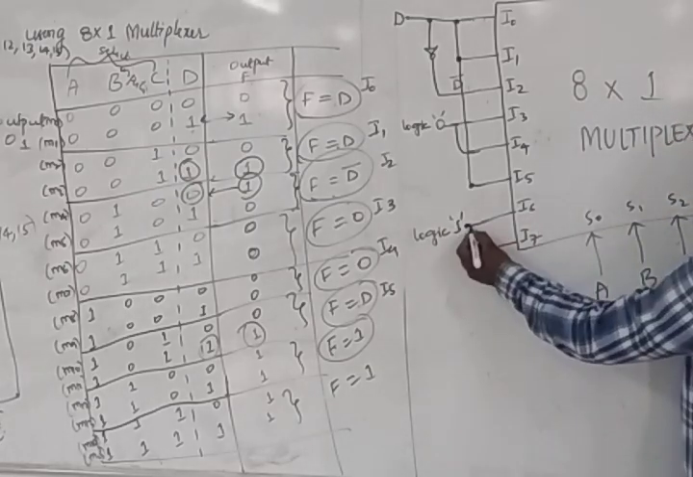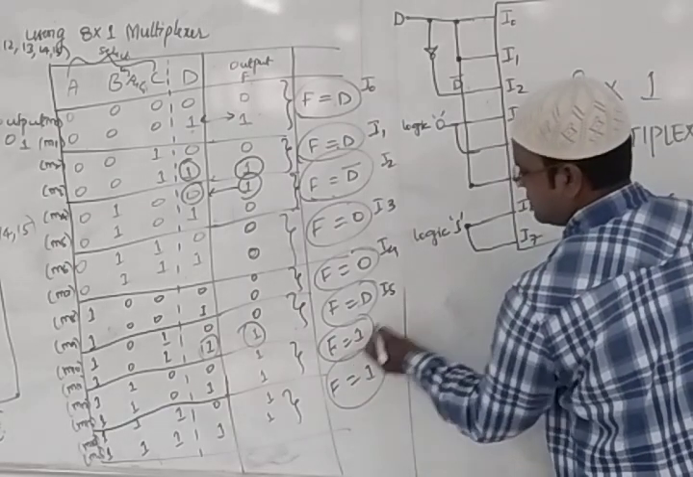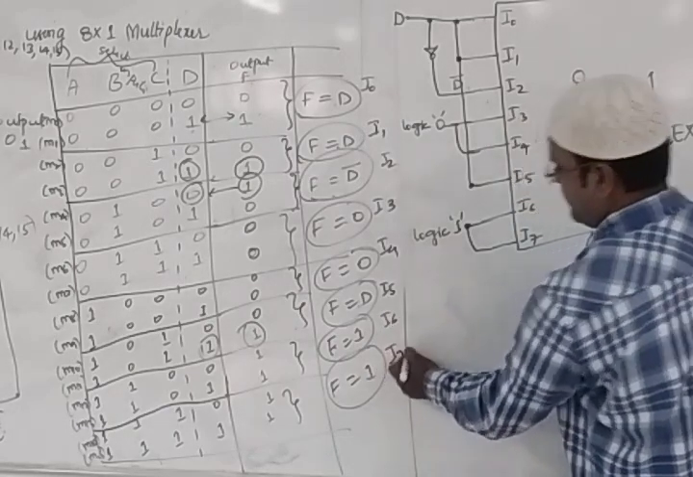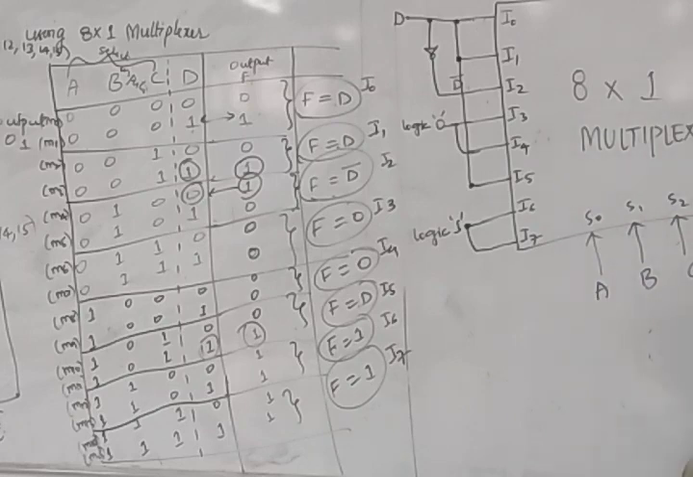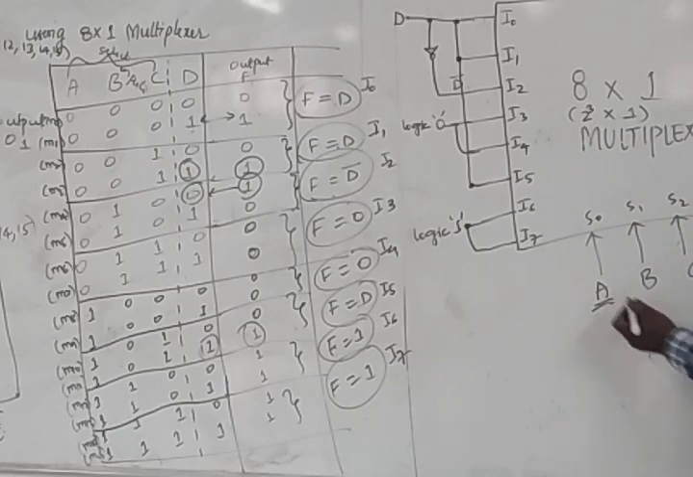Likewise I do have I7, so I can short circuit this. I7 is also logic 1. So this is your I6 and I7. Now see here, students, how many inputs? We had 0 to 7, 8 inputs. How many select inputs? 3 select inputs, because it's a 2 power 3 into 1. So 2 power 3 is A, B, C. 3 select inputs. So these are our select inputs.